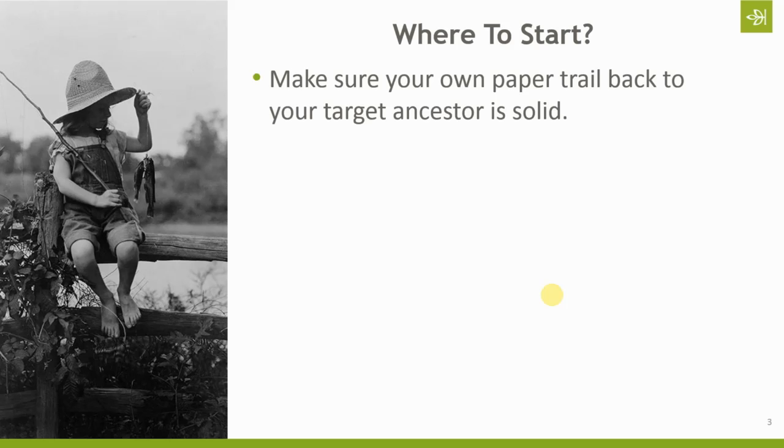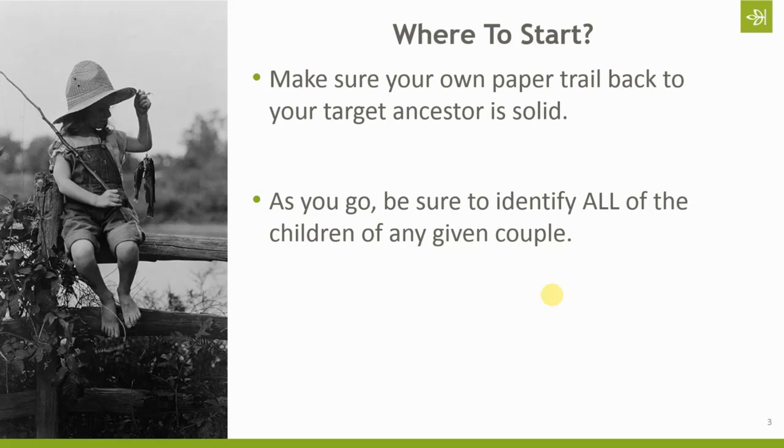Of course, you first want to make sure that your own paper trail back to your target ancestor is solid. What that means is that you want to make sure that you have followed the genealogical proof standard, that you've done reasonably exhaustive searches, that you've documented your information, that you have connected the right people, and that if conflicting evidence comes up, you resolve it. You want to make sure you've analyzed those records correctly and recorded the correct information, and part of that means that you need to make sure that you've identified all of the children of any given couple. And I find that it's easy to do that as I go.